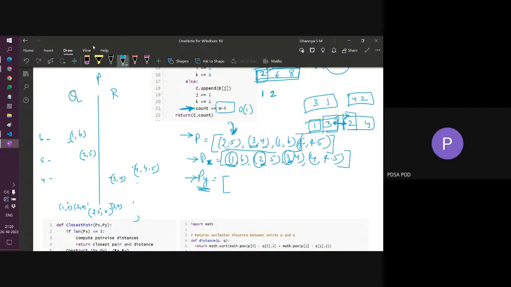So here I have 3, 4 which is the first point. Then I have 4, 4.5 which is the second point. 2, 5 which is the third point and 1, 6 which is the fourth point. So this is another listing of the points in P. That's it. There is no partitioning here.